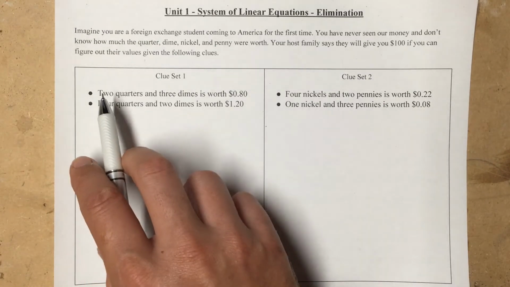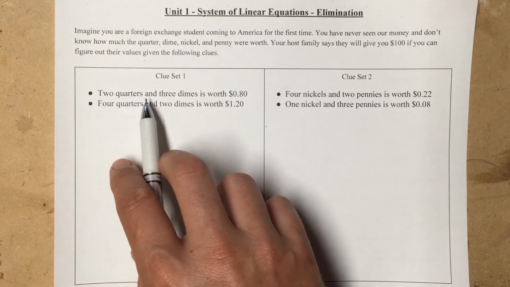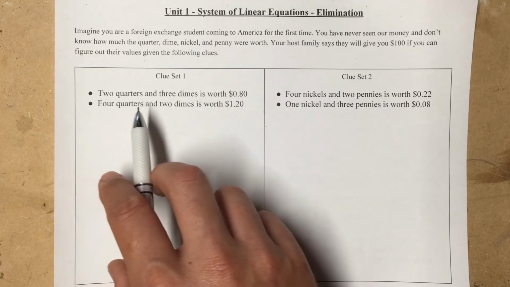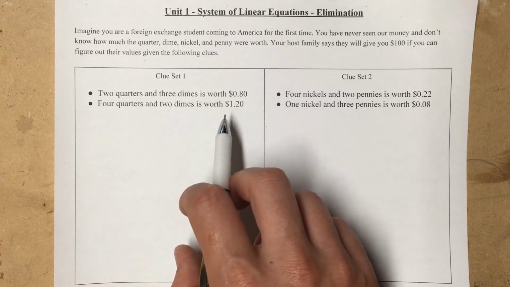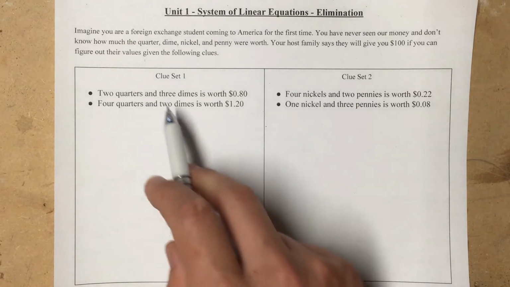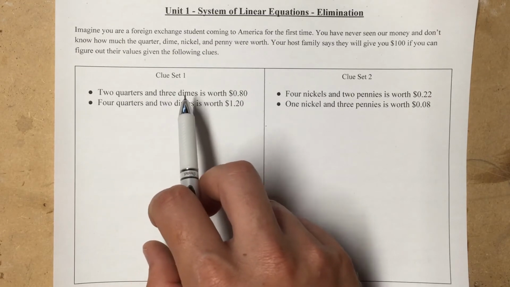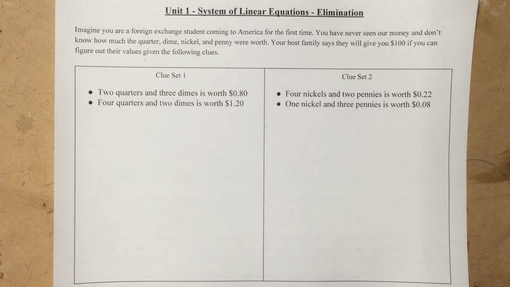Clue set 1 says that 2 quarters and 3 dimes is worth 80 cents, and 4 quarters and 2 dimes is worth $1.20. So from these two clues, we're going to try to figure out how much a quarter is worth and how much a dime is worth. Just keeping in mind that we do not know how much they are worth, but we will confirm that they are worth 25 cents and 10 cents. So to set this up, we need to set up a system of linear equations.